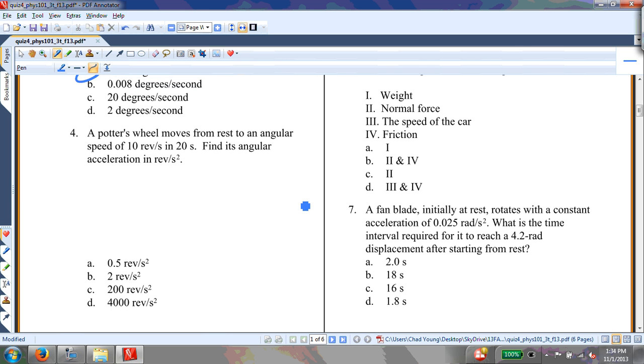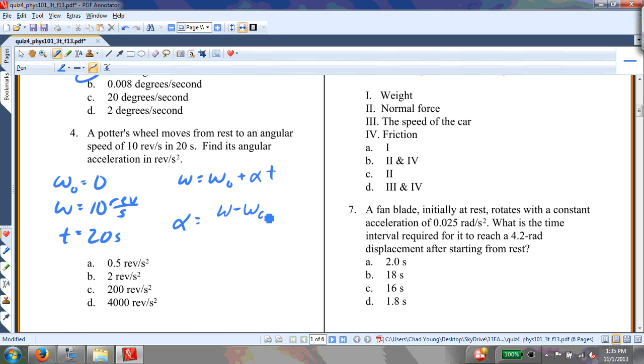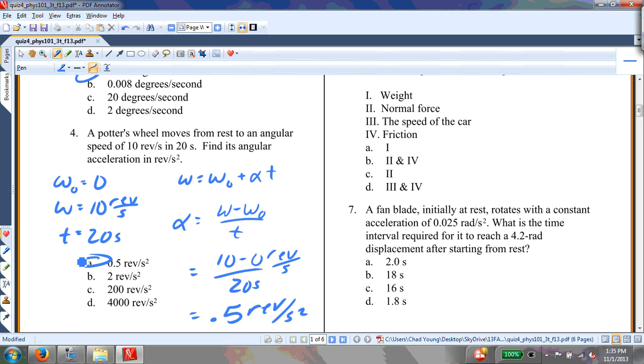Potter's wheel moves from rest to an angular speed of 10 revolutions per second in 20 seconds. Find its angular acceleration in revolutions per second squared. Okay, so I have omega naught equals 0, omega final equals 10 revolutions per second, t is equal to 20 seconds, and I'm looking for alpha. It's going to be 10 minus 0 over 20, which is 0.5. That is A for number 4.